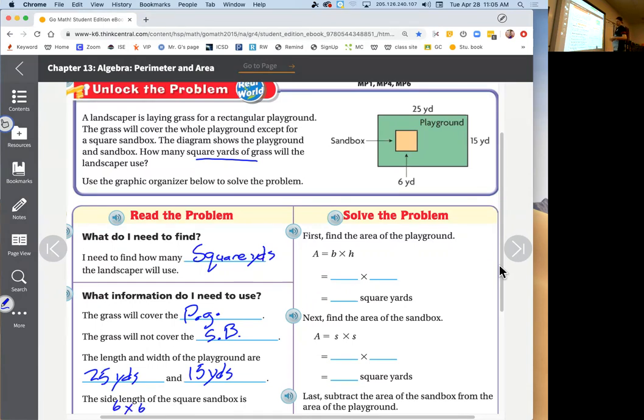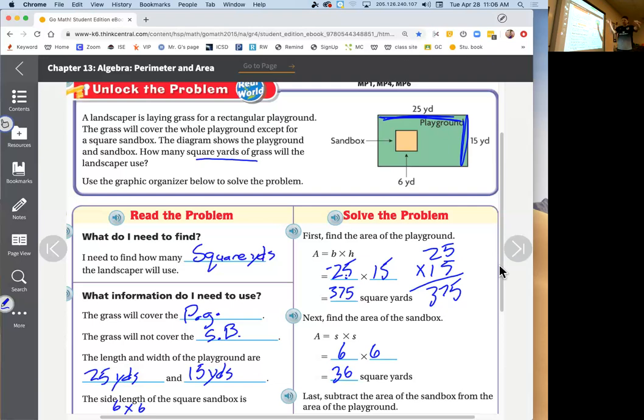So we need to find the area of the playground first. The base is 25. The height is 15. What is 25 times 15? If you stop it and multiply it out, you would get 375. Okay, now the area of the sandbox. Remember, it's a square, so you can do side times side. So we got 6 times 6, which is 36.